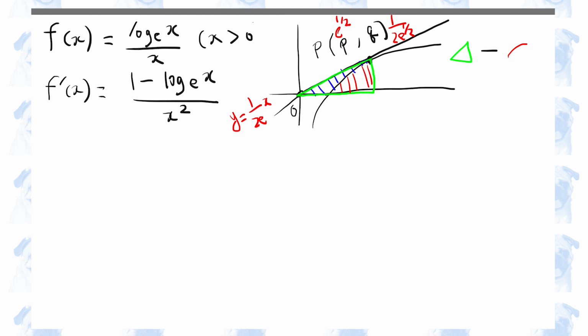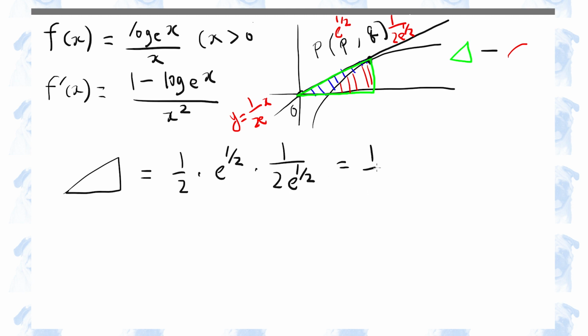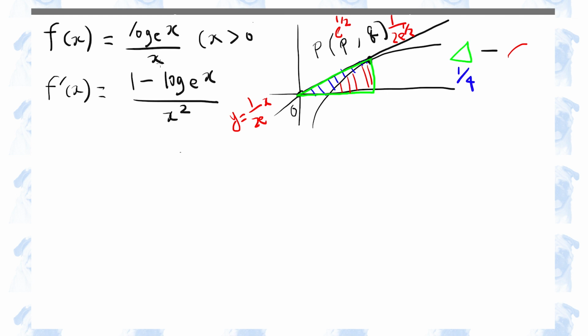So let's consider the green triangle first. The area of the triangle is 1/2 times e to the power of 1/2 times 1/2e to the power of 1/2. So 1/4. Next, let's find the area under the curve. The function f of x intersects the x-axis when x is equal to 1. So we need to find the area under the curve between 1 and e raised to the power of 1/2.